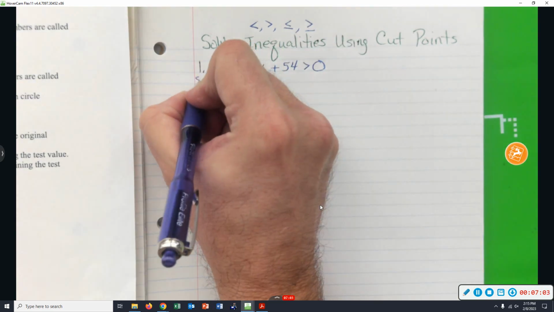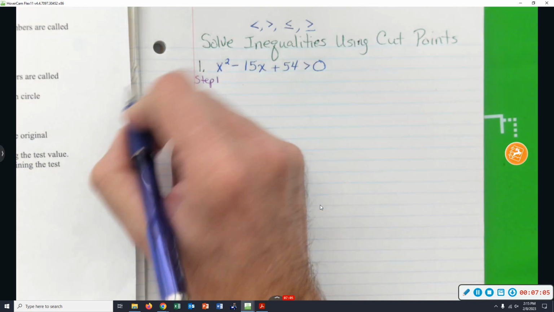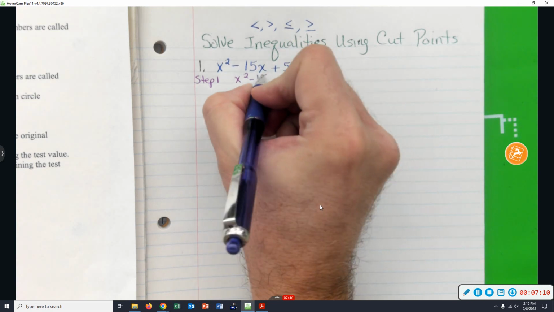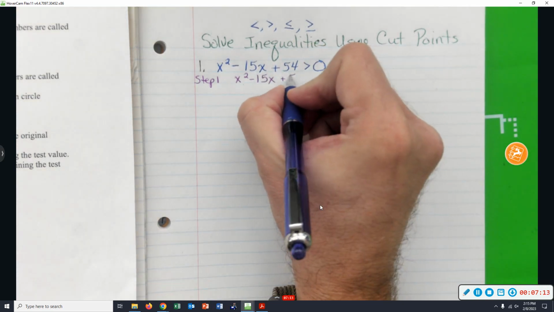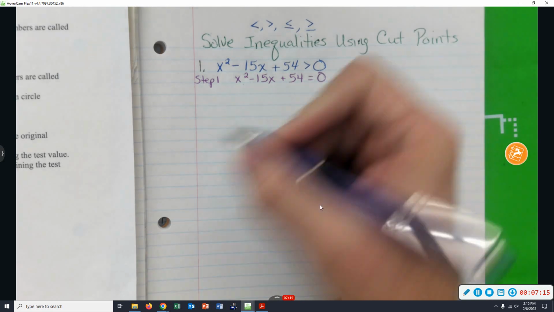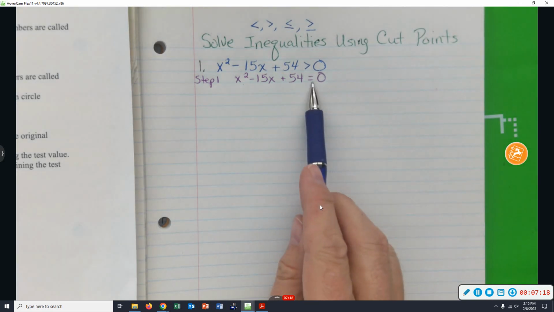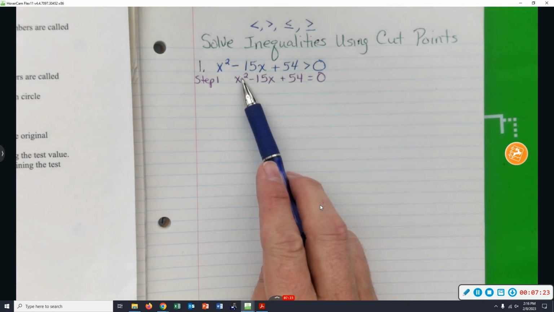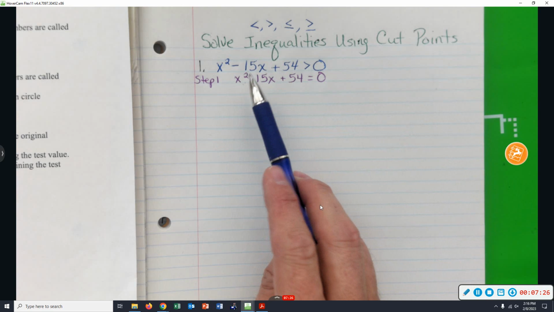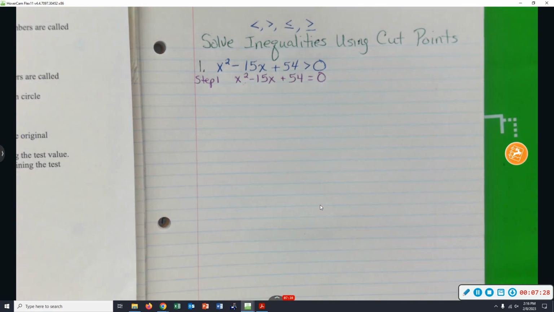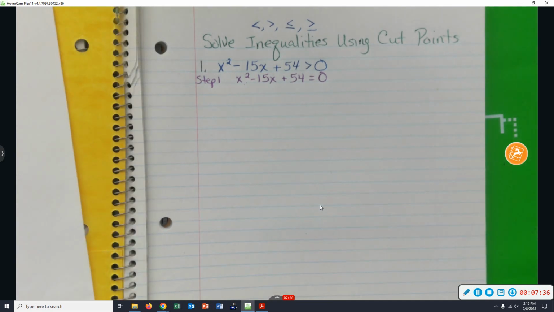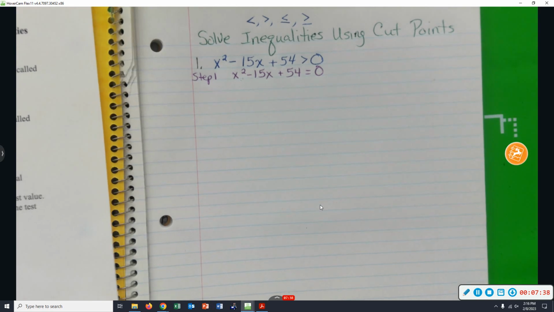So step 1, this is probably the only time I'm going to label the steps like this. Replace the inequality with the equal. And we now have an equation. In fact, it's a quadratic equation. So what are the two methods we've been using primarily for solving quadratic equations? Quadratic formula or factoring. Perfect. Well, which one do you think I'm going to do? I think I'm going to factor it.